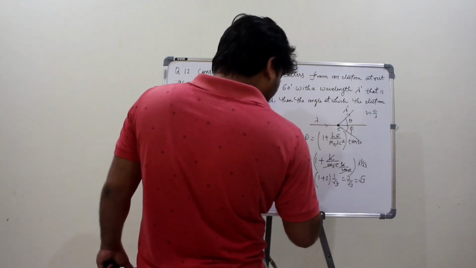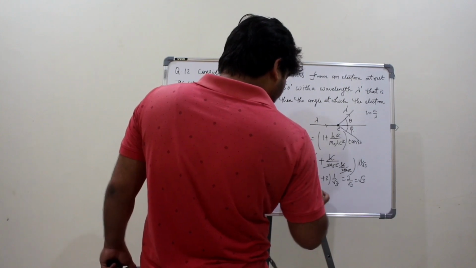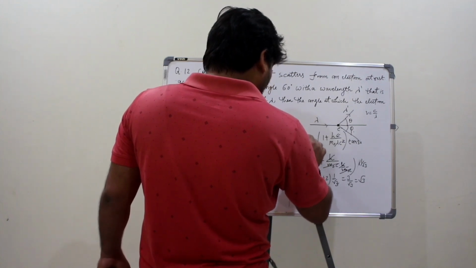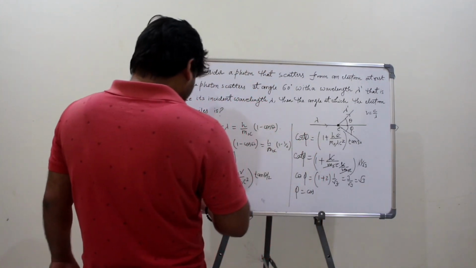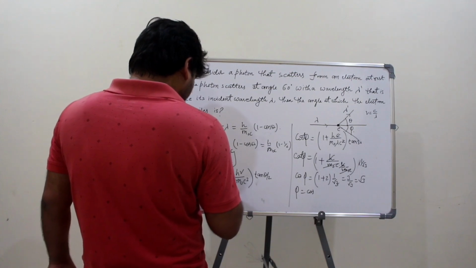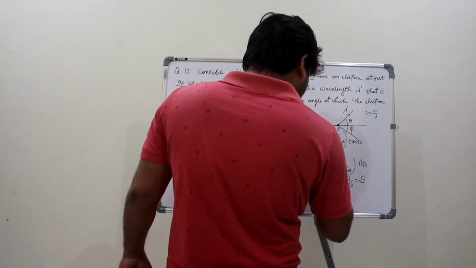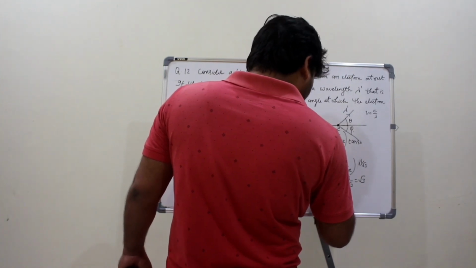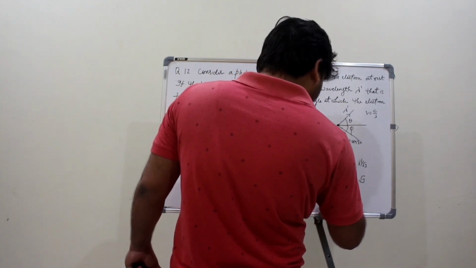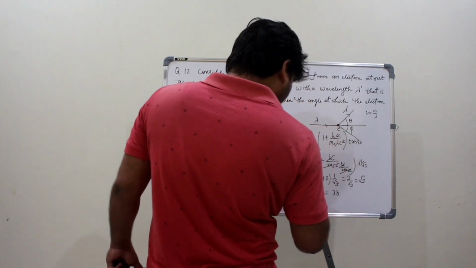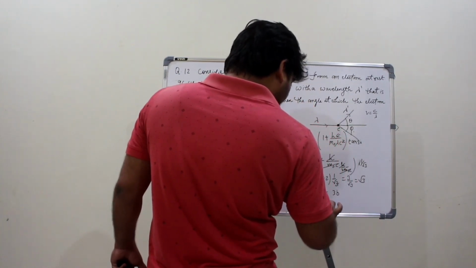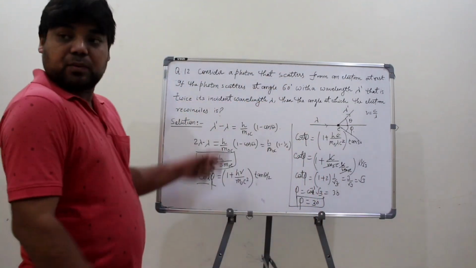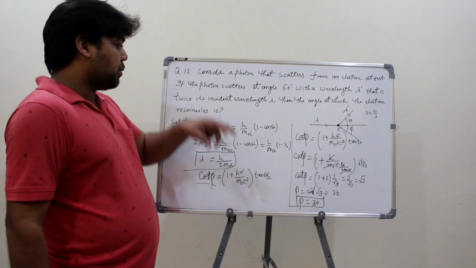Now what does it mean? So this is cot phi, not cos. So phi is cot inverse root 3. You know what it is? It is 30 degrees. So phi, the angle of recoil, is nothing but 30 degrees. So this is a simple question and here is the answer.